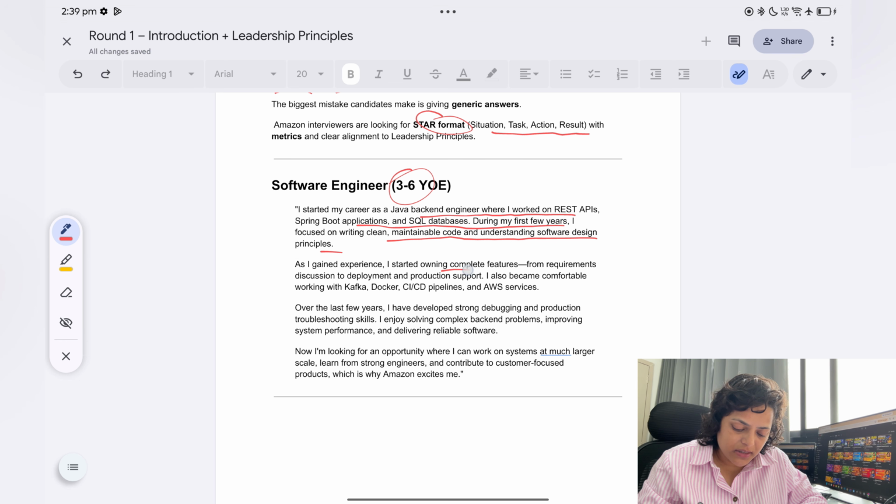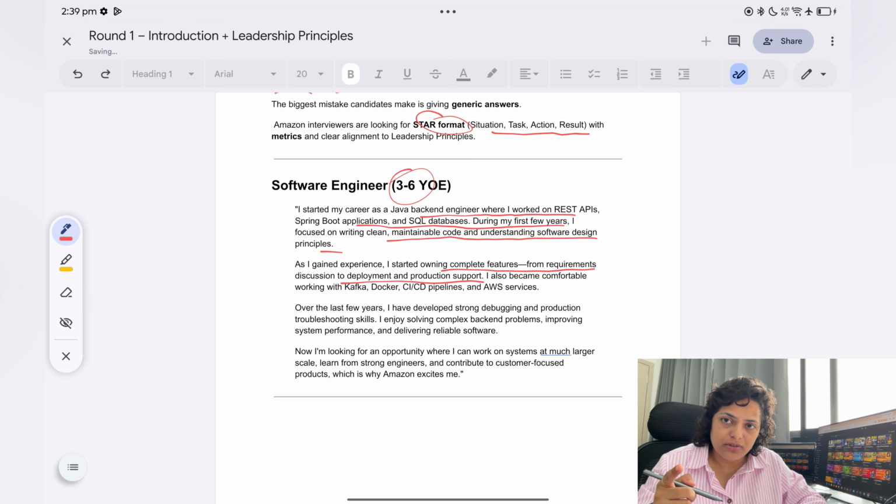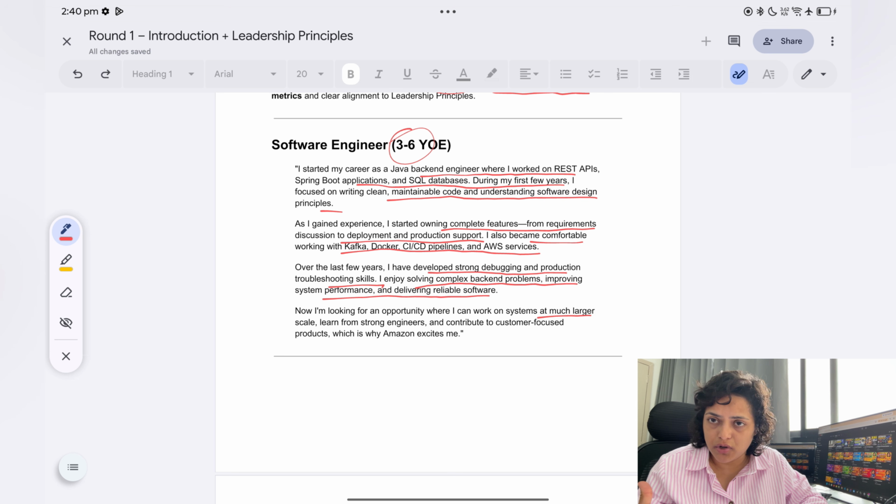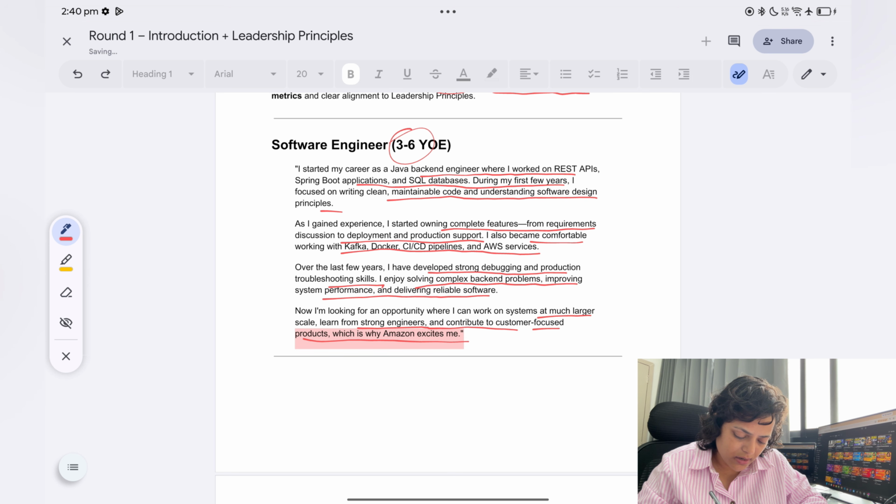Now, as I gained experience, I started owning complete features from requirement discussion to implementation, deployment and production support. Then I also became comfortable working with Kafka, Docker, CI/CD pipelines, and AWS services. Over the last few years, I have developed strong debugging and production troubleshooting skills. I enjoy solving complex backend problems, improving system performance, and delivering reliable software. Now I'm looking for an opportunity where I can work on systems at much larger scale, because Amazon works at a larger scale with lots of customers, and learn from strong engineers and contribute to customer-focused products, which is why Amazon excites me.